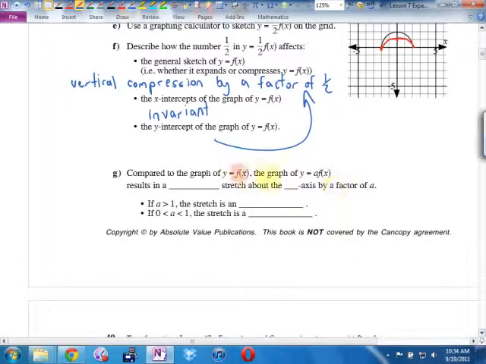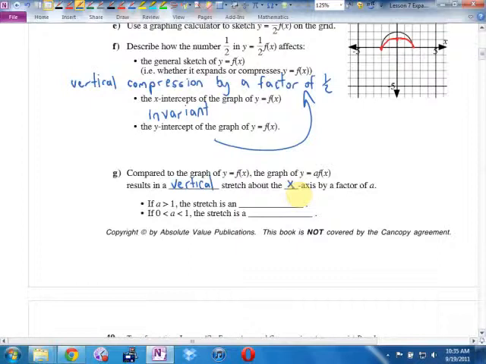Compared to this, this results in a vertical stretch about the... Now think about it. If you're stretching a graph vertically, which axis are you stretching it about? You think you're stretching it about the y-axis? Which axis is not moving at all? You're stretching it about the x-axis. The x-axis is sitting still, and you're stretching the graph like a big piece of rubber. So it turns out a vertical stretch is about the x-axis, just like a vertical reflection was about the x-axis.